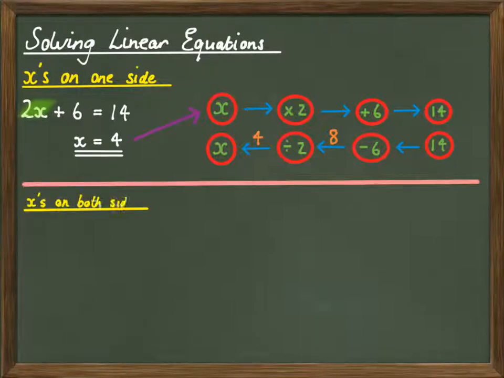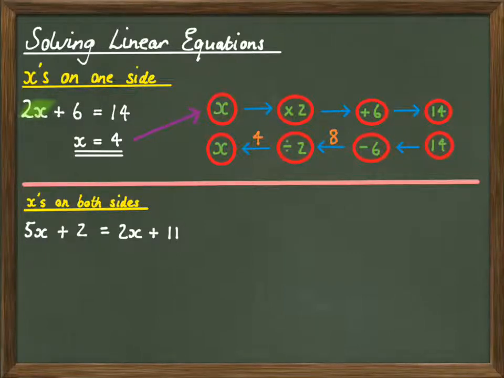Second one then, x is on both sides. You can use the function machine to do it. We're just going to have to do one step first, though, before we can do our function machine. When you've got x's on both sides of the equal sign, you can't do your function machine straight away. It won't work. So what we need to do is get to a situation where we've got x's on one side, and then on the other side, we've only got numbers. So we're going to try and put all the x's on one side.